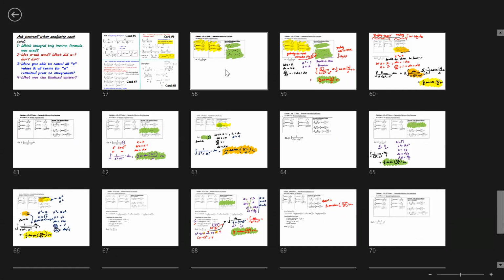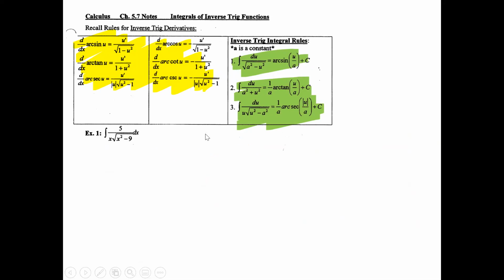So we're going to go ahead and get started right over here. Take just a second to go ahead and read the 3 formulas that are highlighted in green. Keep in mind that the 6 on the left in yellow are derivatives that we've already gone over in the last couple of days. Okay, so for example 1.